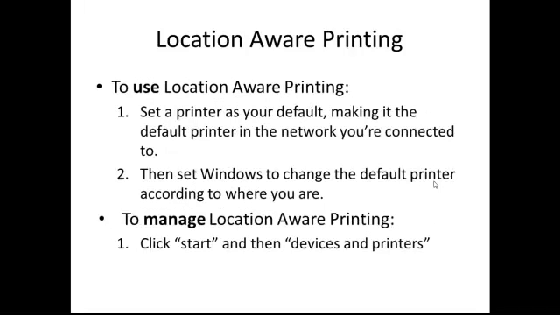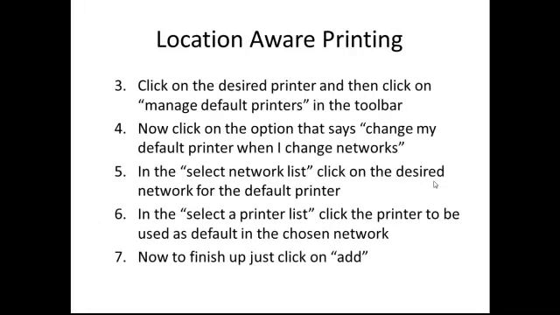To use location-aware printing, set a printer as your default, making it the default printer in the network that you're currently connected to. Then set Windows to change the default printer according to where you are. To manage location-aware printing, click Start and then Devices and Printers. Click on the desired printer and then click on Manage Default Printers on the toolbar.